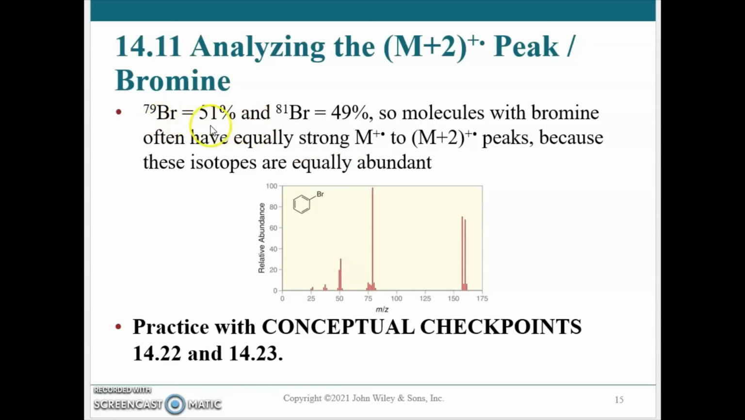I said it's roughly 50-50. It's 51 to 49. So molecular peaks with bromine will have a strong molecular ion peak to M+2 molecular ion peak. So you'll see paired peaks separated by 2 mass units, and that's diagnostic for the presence of bromine.